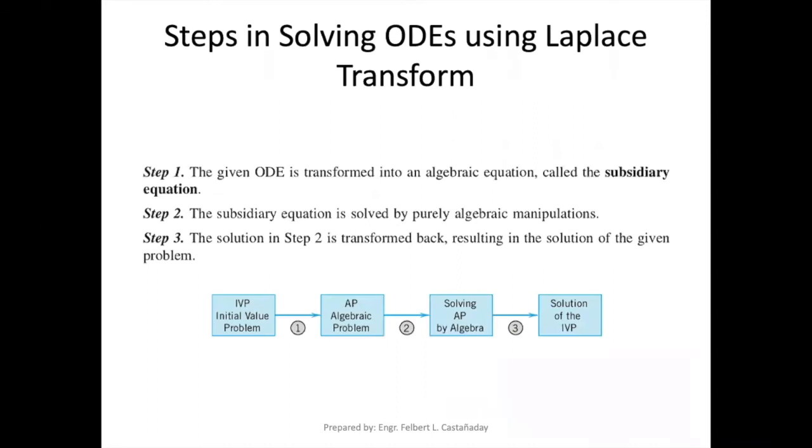In the first step, the given differential equation is transformed into an algebraic equation, which is called a subsidiary equation. Then, this subsidiary equation is solved by purely algebraic manipulations or simplifications. And finally, the solution of the subsidiary equation is transformed back so that it becomes the required solution of the ordinary differential equation.